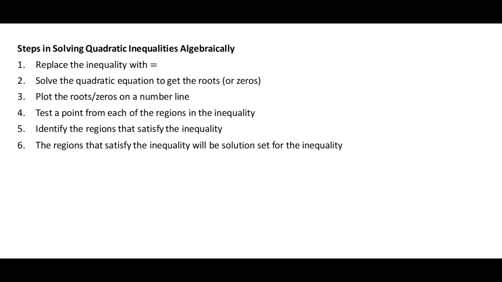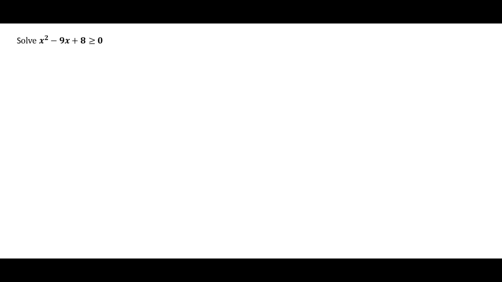So let's put that into practice. The first thing we're going to do is convert it to an equation. So we have x squared minus 9x plus 8 equal to 0. Now we're going to solve this quadratic equation. So we have (x minus 1)(x minus 8). So we have x minus 1 equal to 0, so x equal to 1. x minus 8 equal to 0, so x equal to 8.